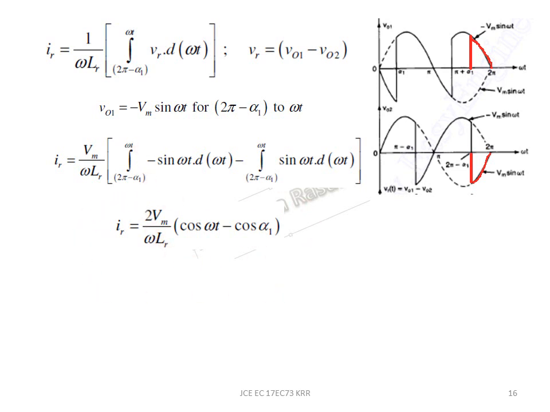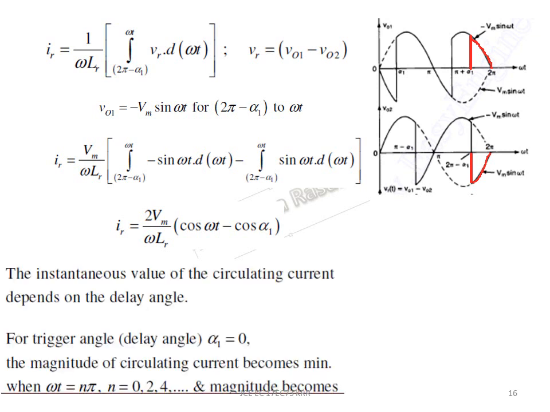This ripple current derivation is important from the examination point of view. You will have to draw the dual converter circuit, then draw the waveforms for V01, V02, and the ripple voltage waveform VR, and then explain that IR is nothing but the voltage across the inductor between the two converters. Okay, substitute in this formula and you should be getting the circulating current equation.